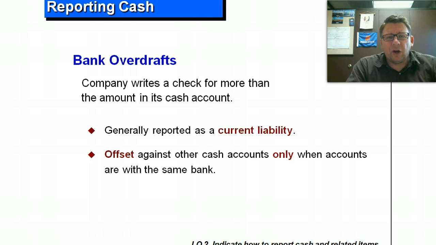One last thing: bank overdrafts. If they write more checks than they have cash to cover, meaning they've bounced a check, a bank overdraft is a current liability, right? It's something that we would owe. If we had an overdraft in our cash, we would show that as a credit balance, and we would list that as a current liability.